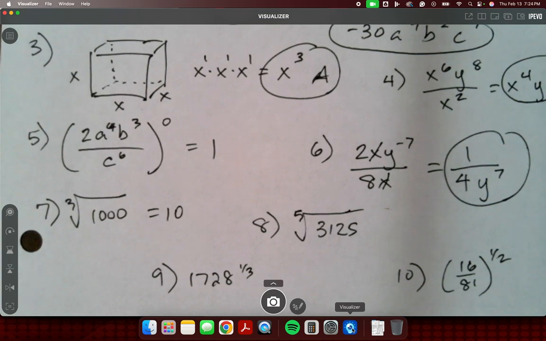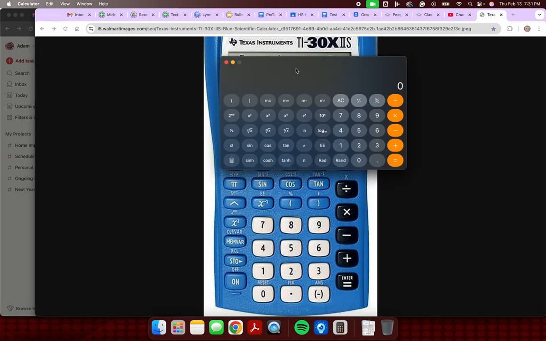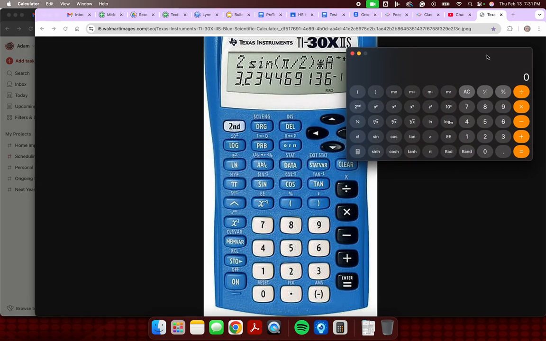Okay, number 8. This is the fifth root of 3125. So you will do 5, second root, 3125. On my calculator on here, I'll do the fifth root of 3125. So my button looks like yours. I have to do things in a little different order, but the fifth root of 3125, hit enter, and you get the number 5.